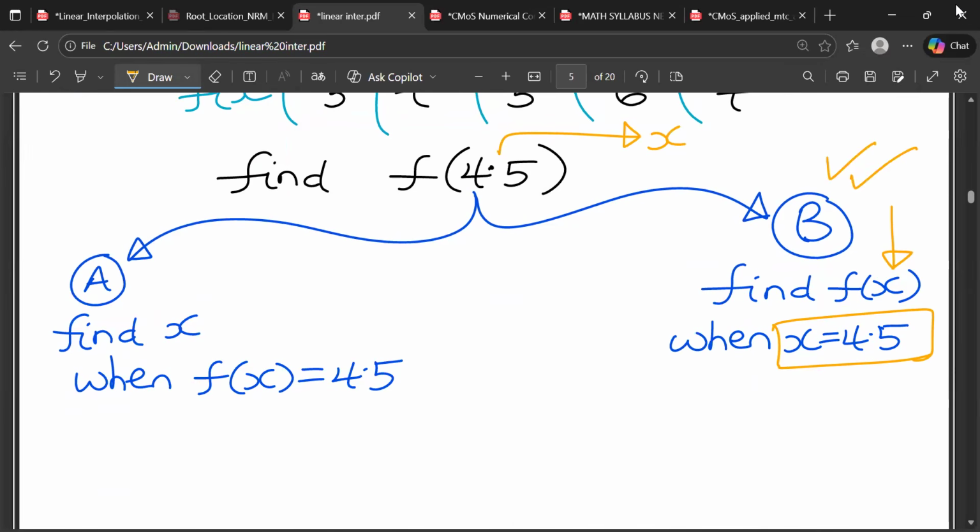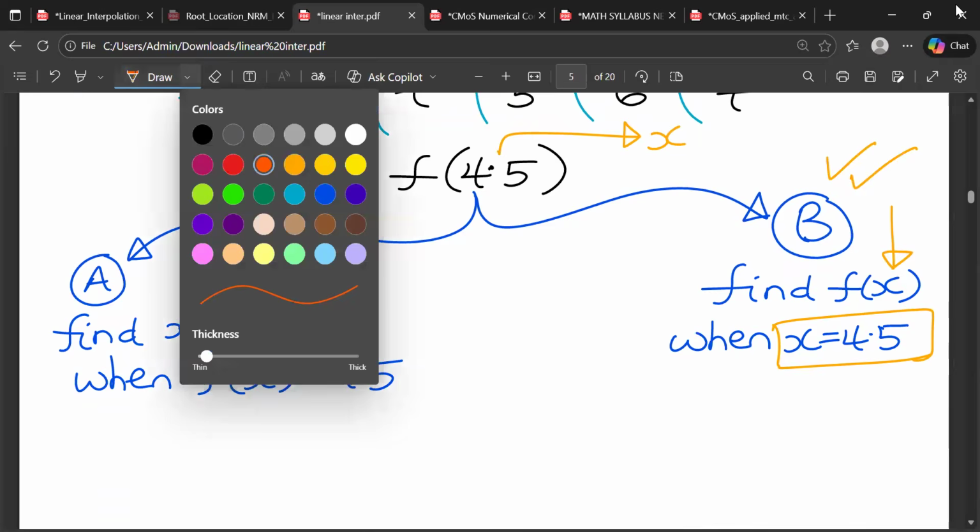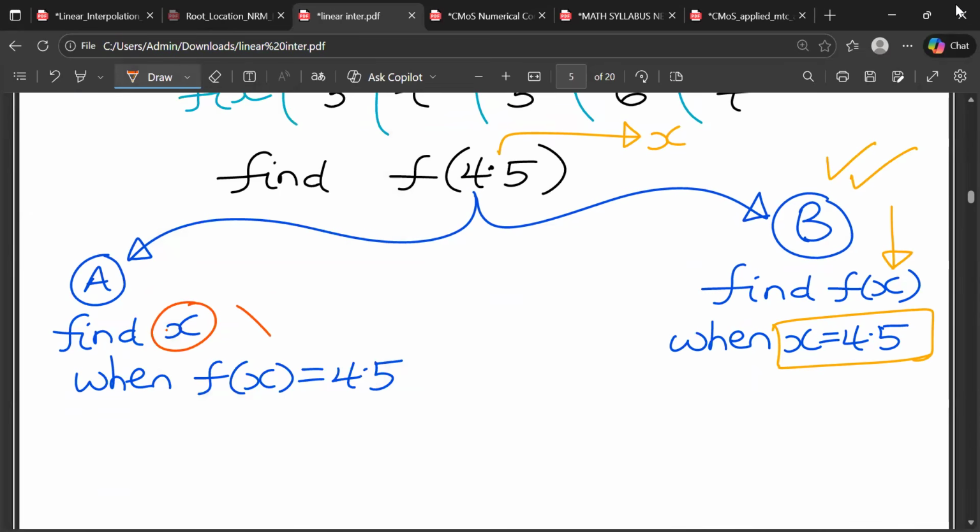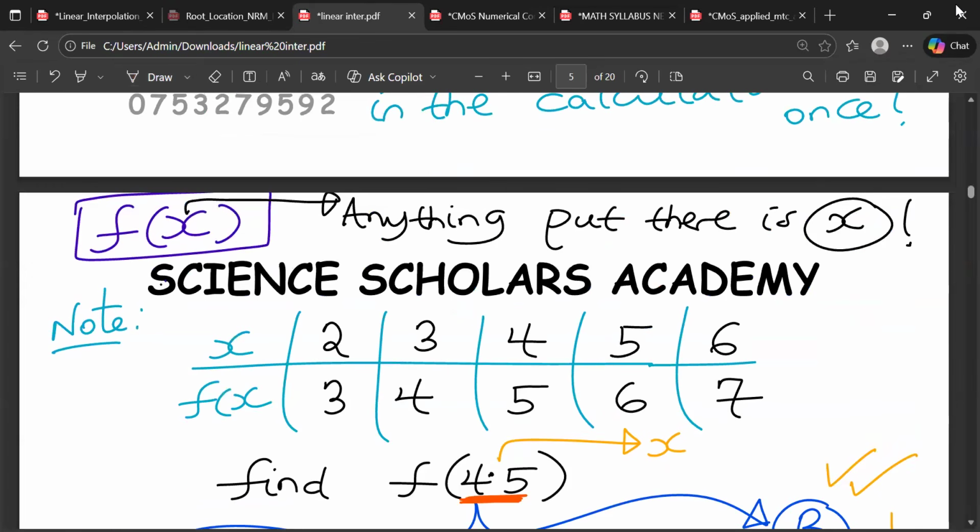Hope we are together there. So this one is wrong because they cannot be wanting you to get x. Why? Where x is supposed to be, they put 4.5. So that means that is a value of x. But that only works for f of x. That's why I've told you that for f of x, anything they put there is x.